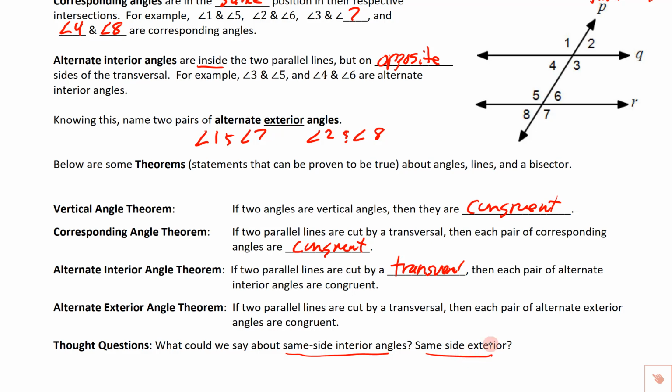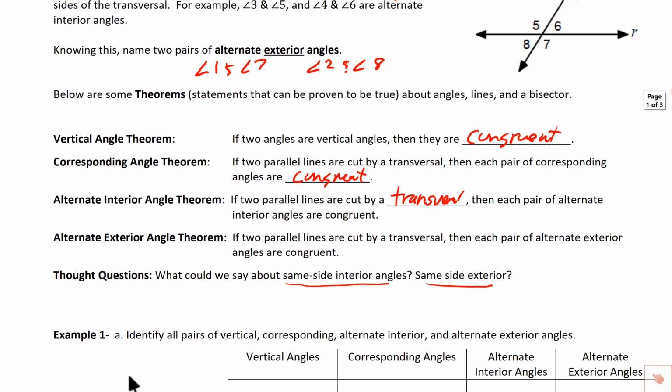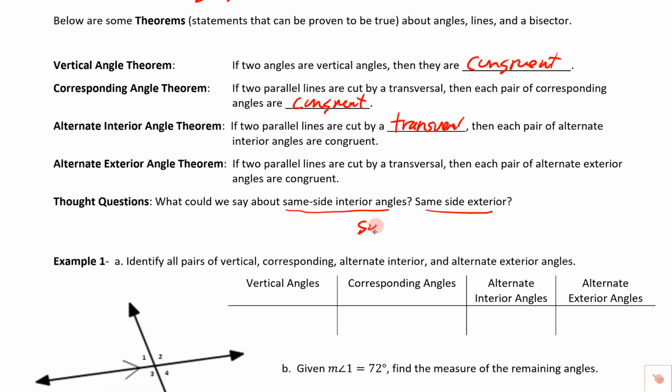And same side exterior, so if we look at 1 and 8, again, there's that big angle right there, and there's a small one, similar in size to 4 and 5. So that means they also equal 180 degrees. Okay, so they are supplementary. In other words, they equal 180 degrees when we add them together.